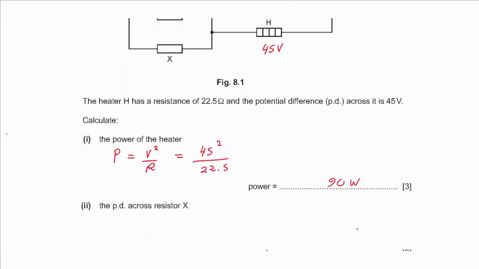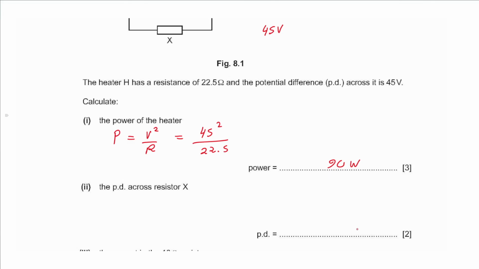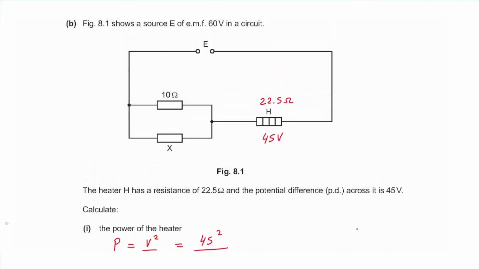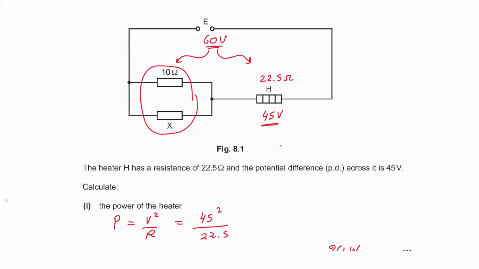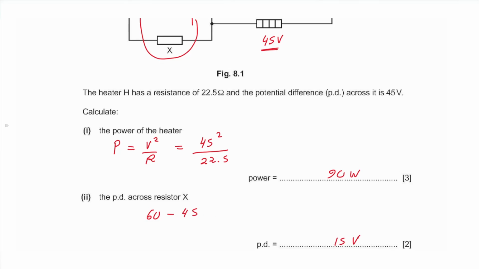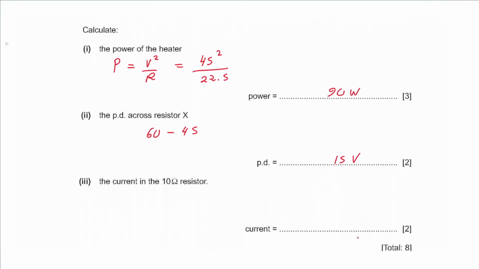Double I says the potential difference across the resistor X. Now resistor X and the 10 ohm resistor are all in parallel but in series with the heater. So the voltage of the power supply is divided across the heater and this part together. They both have the same voltage, which is the difference between 60 volts and 45 volts. So we subtract these voltages. We say 60 minus 45. That gives an answer of 15 volts. Triple I says the current in the 10 ohm resistor.